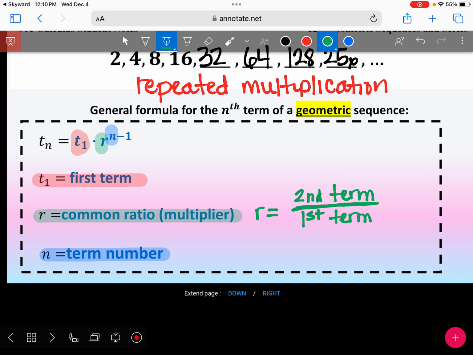Geometric means multiplication. Arithmetic means addition. Now, the other thing that I want you to notice, in our general rule, we have an exponent. That's how we can tell that it's geometric, because we have this exponent. Because how do you show repeated multiplication? We do that with an exponent. So I'll give you some time to go ahead and fill that out, and then we will do a few more, and then we will end there.